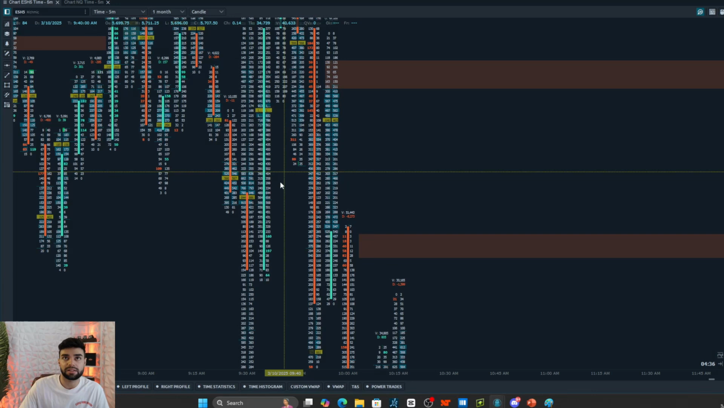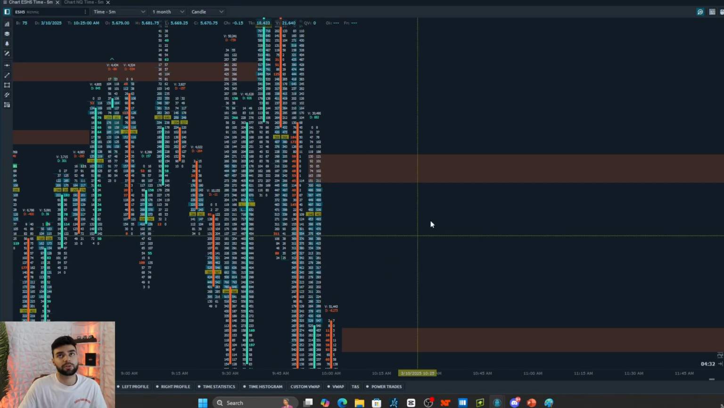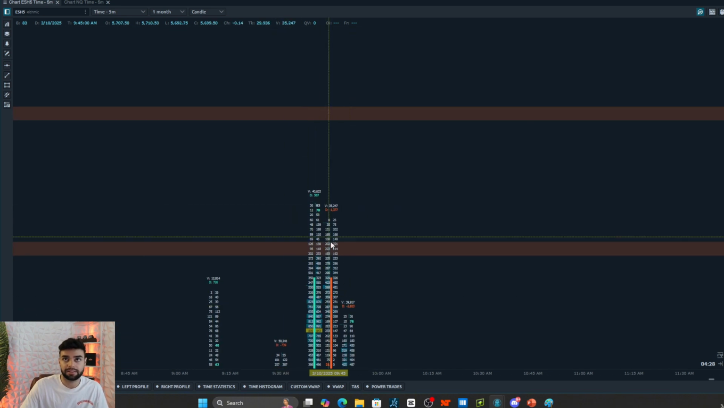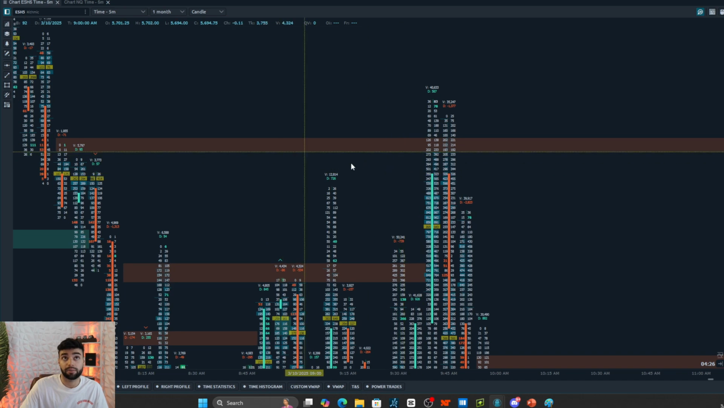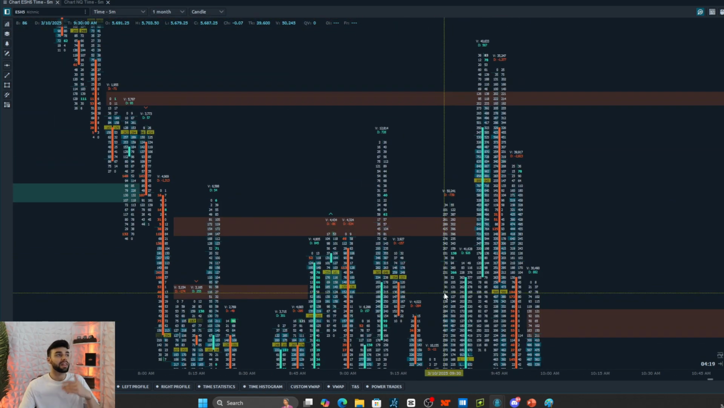In this example, sometimes a close will be too much risk. So what do you do? You don't take that setup. You wait for the next one. Right here, tapped it, closed above, filled it, you don't take it. Tapped it, closed below. This was a perfect one. Tapped it, closed below, you're in, stop loss right above here, take profit right down here, and you're good to go. So it's that simple, guys.